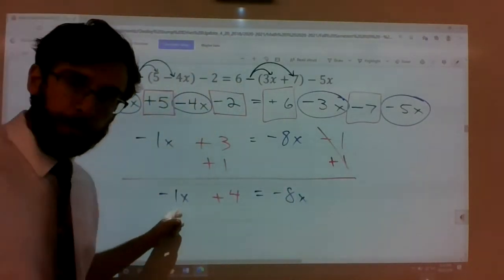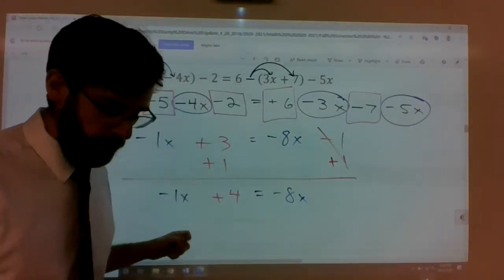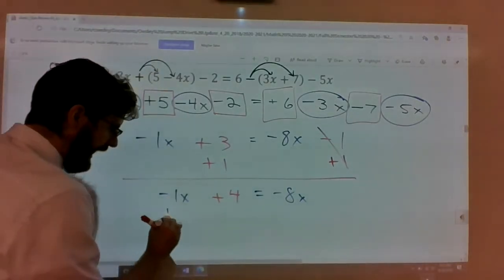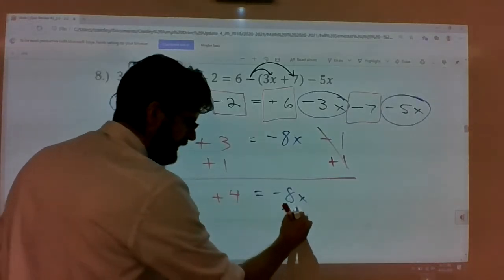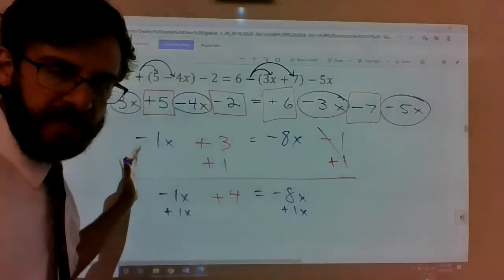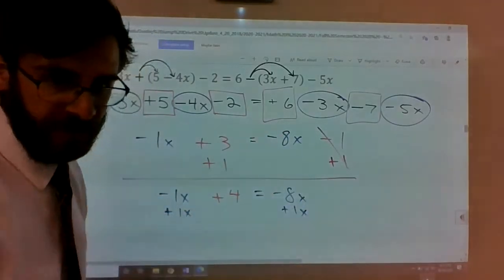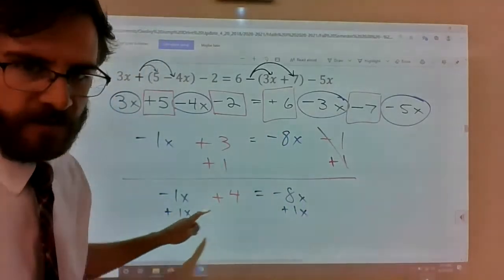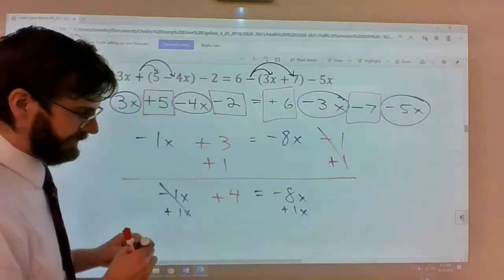Now I'm going to get the purple x terms together as well. So I'm going to add this 1x to both sides. And here's what I want. I want a constant on one side and an x term on the other. That's why I didn't add 8x. I want to keep it like this.